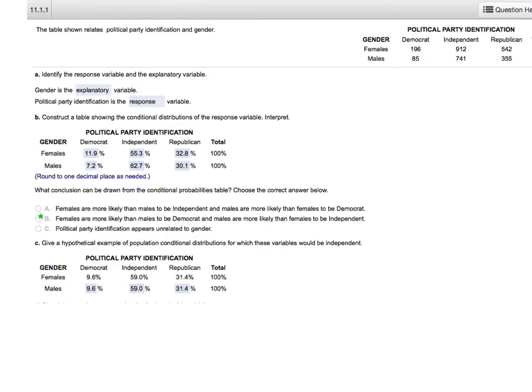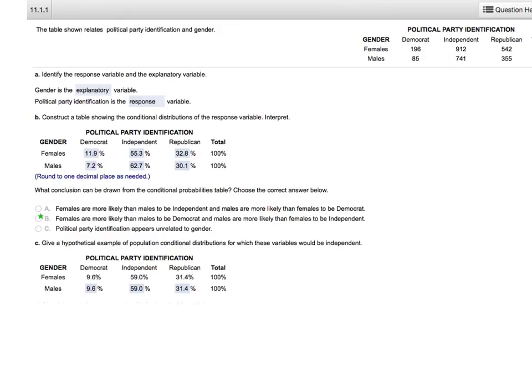Here's a brief explanation of one of the problem types in Chapter 11. This is the section on chi-square testing. The idea here is to get a sense for how we compare the real data that we collect to the hypothetical table that we would see if our two variables, our explanatory and response variables, are indeed independent, if there's no relationship between them.